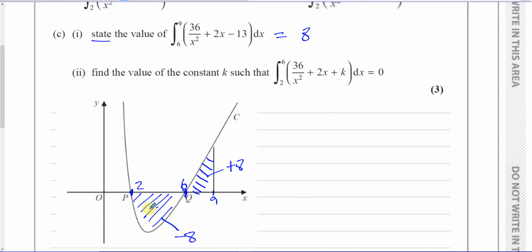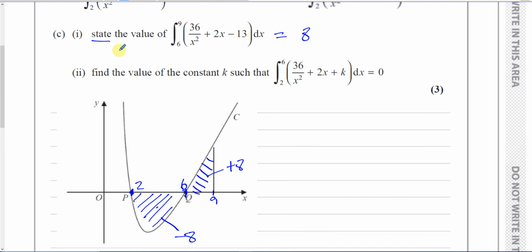Because of course the area here is not 0. It's just that the magnitude of this is 8, the magnitude of that is 8, so the total area is actually 16. But the numerical value you get is negative 8. That's why when you find the integral between 2 and 9, they cancel each other out. So if this is negative 8 and the total is 0, this must be positive 8. Okay, so it just says state it.